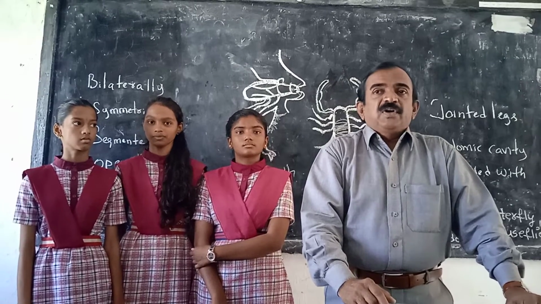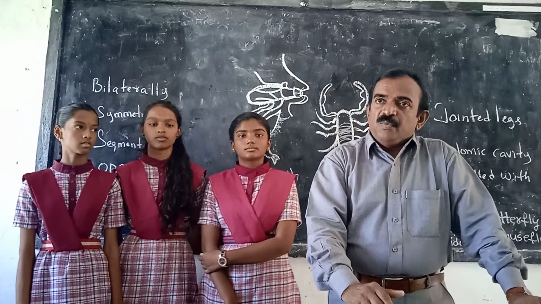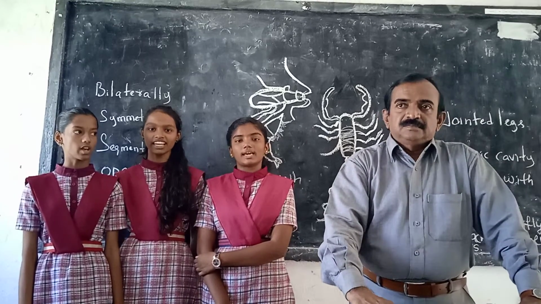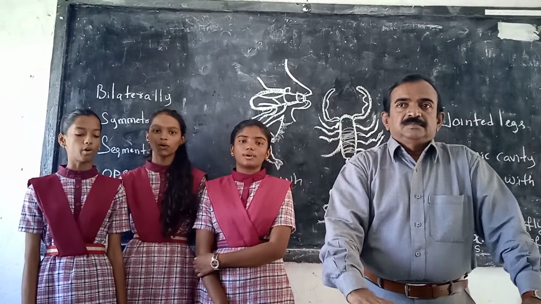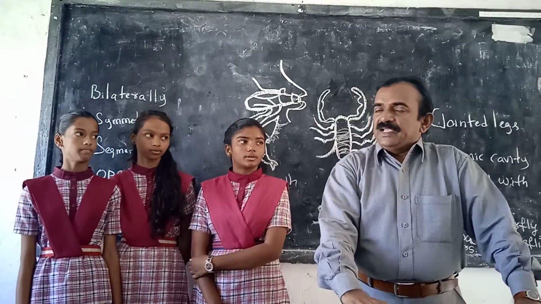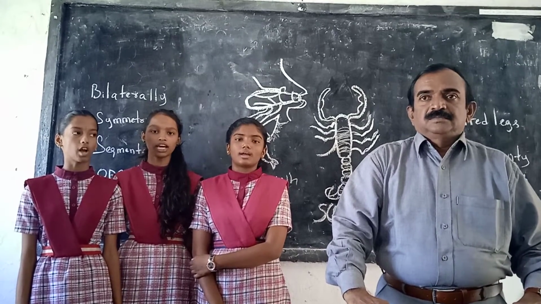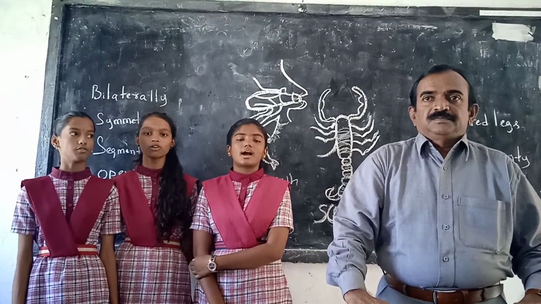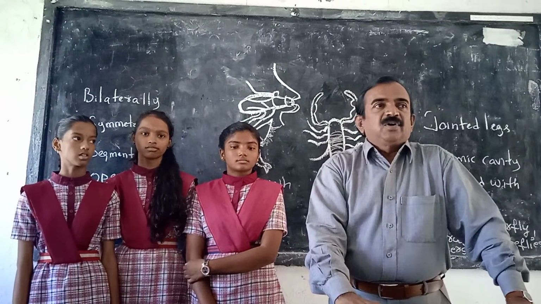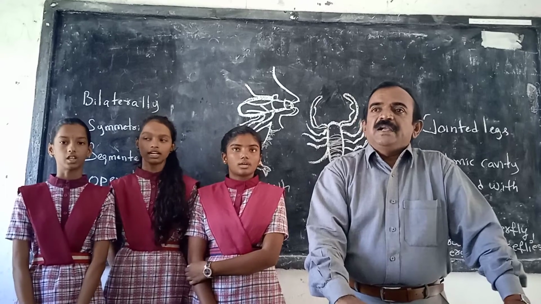Arthropoda. Before that, our students will tell you the classification of animals, starting from Porifera to the last one. Porifera, Coelenterata, Platyhelminthes, Nematoda, Annelida, Arthropoda, Mollusca, Echinodermata, Protochordata, Chordata, Vertebrata.